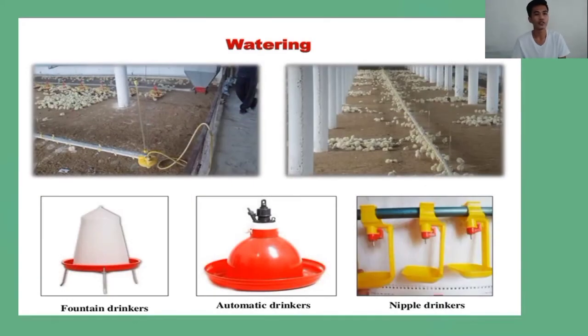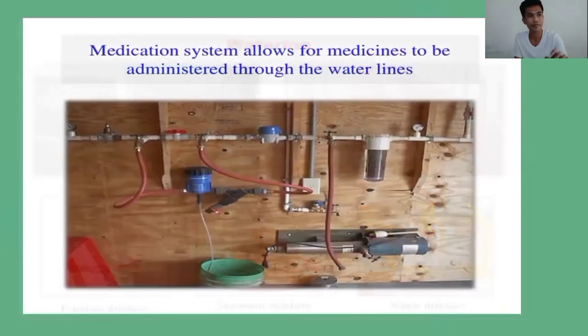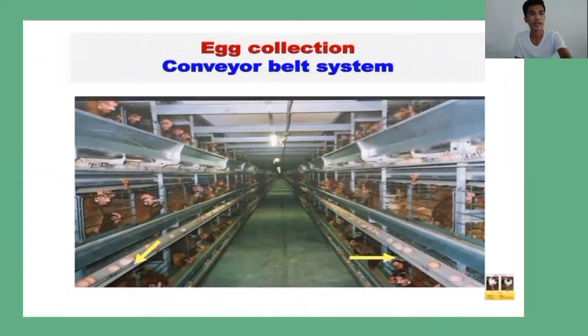Watering. Shown in the illustration are the three types of drinkers. First is the fountain drinker, second is the automatic drinker, and third is the nipple drinker. A medication system allows medicines to be administered through the water lines. Egg collection conveyor belt system. The egg conveyor belt is very flexible, making the system suitable even for the smallest operation.